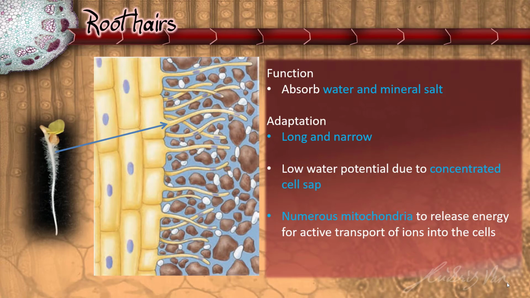It has low water potential due to the concentrated cell sap. There are numerous mitochondria to release energy for active transport of ions into the cell. This is important to maintain a steep concentration gradient so that the water potential inside the root hair cell will be low, and water will move in through osmosis from a region of higher water potential inside the soil to a region of lower water potential inside the root hair cell.